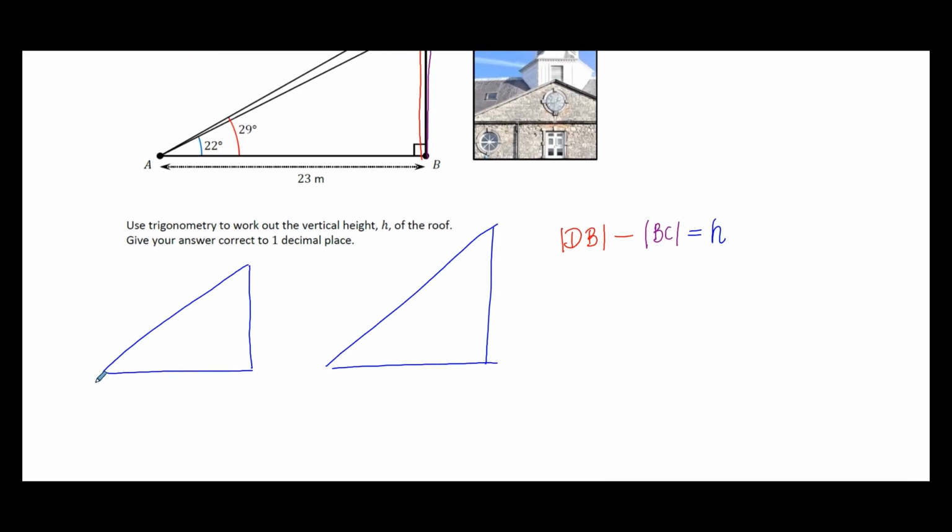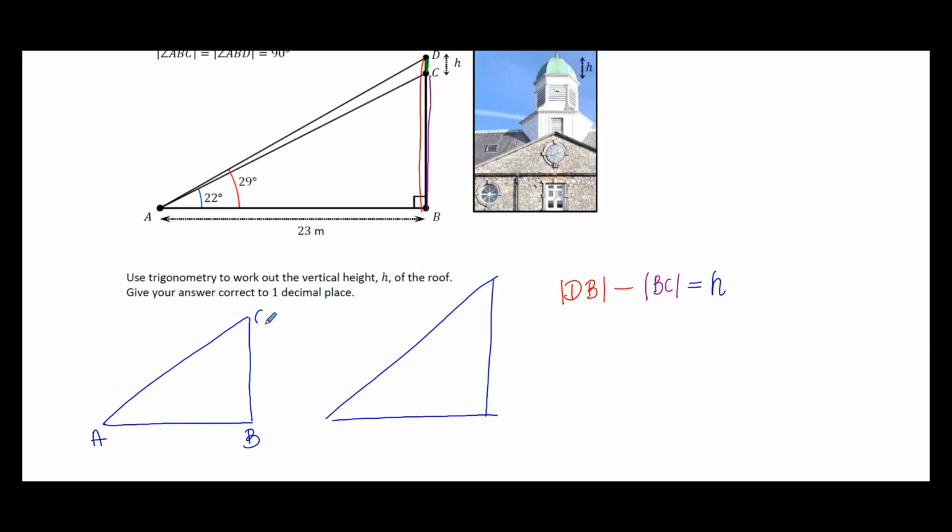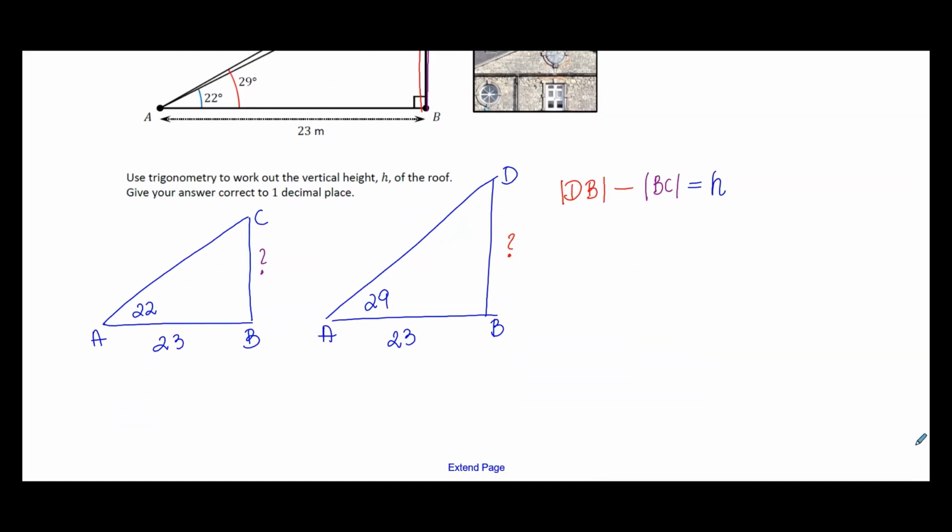Now, let's draw our triangle ABC, the smaller triangle. This angle, the smaller angle, is 22, with this side being 23. And then the bigger triangle ABD, with that angle being 29, but this side is 23 again. So I am looking for this side, and here I am looking for this side, so that I can find h. So how do we do that?